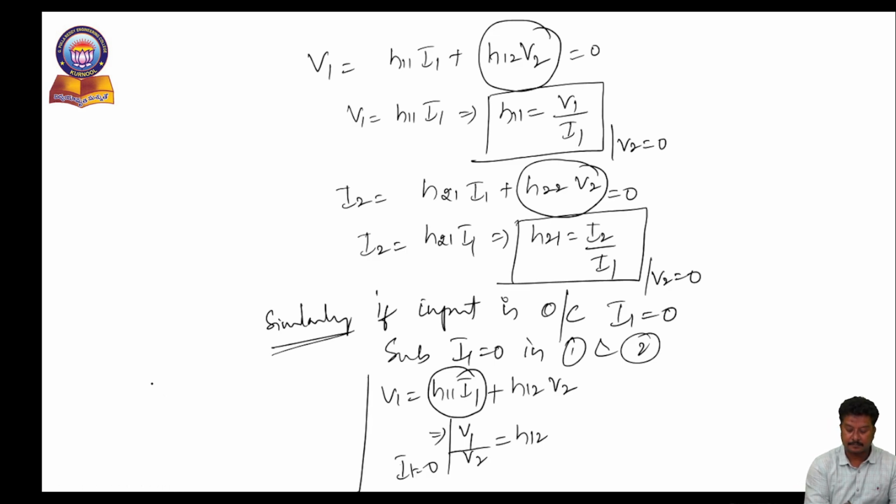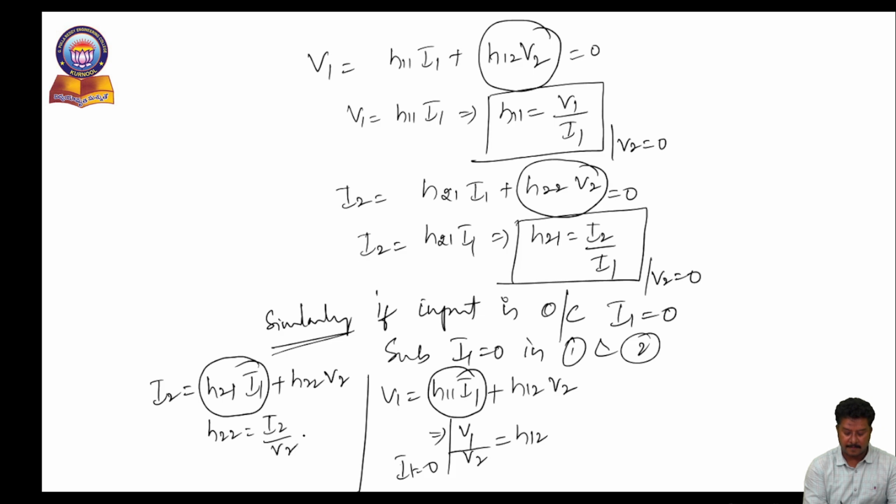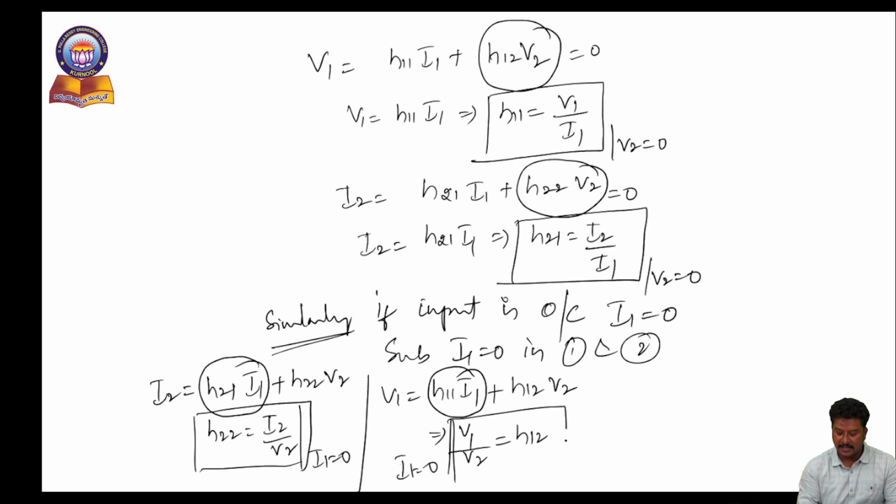Similarly, I2 is equal to H21 I1 plus H22 V2. Here also I am substituting I1 is equal to 0. Then I am getting H22 is equal to I2 by V2 for the case of I1 is equal to 0. These are the remaining two equations that I am achieving from the second equation by making the condition input as open circuit. So finally, I am extracting the values of H11, H21, H12, and H22.